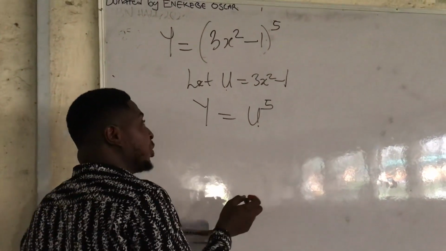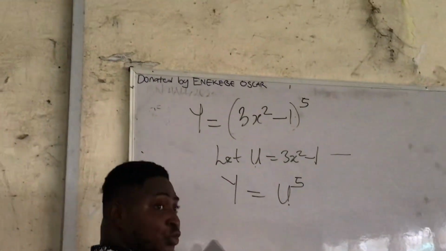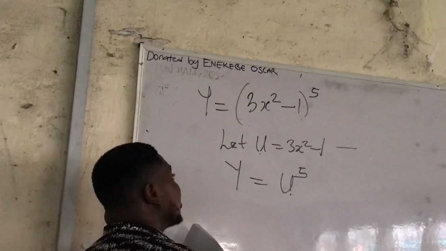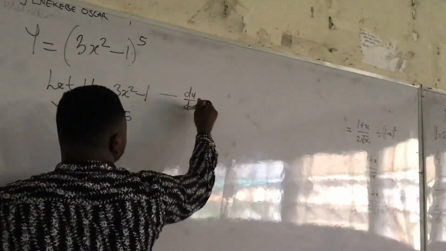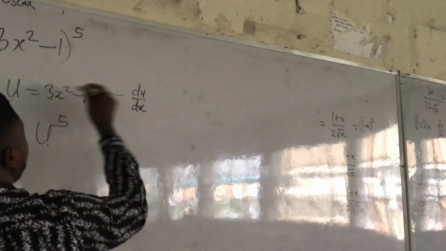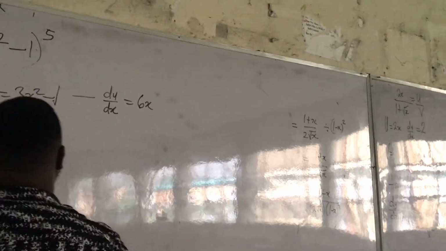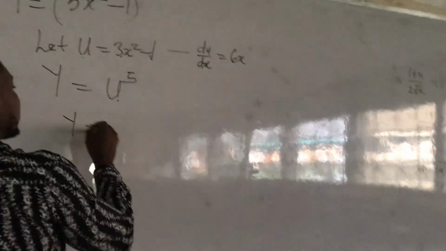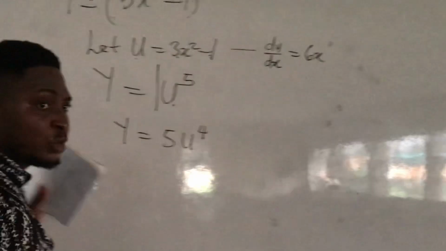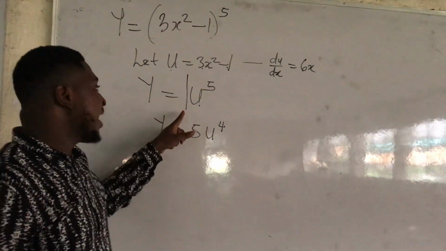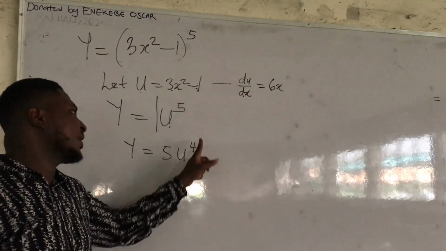So class, we now have two equations. First equation is u equals 3x squared minus 1. Second equation is y equals u raised to power 5. Class, differentiate: what do you have? du dx. Differentiate 3x squared, what do you have? 6x. Minus 1 is a constant, disappears, right? Differentiate u raised to power 5: dy du equals 5 u raised to power 4. Do you agree? Because u raised to power 5 means 1 times u raised to power 5. Multiply 1 times 5, 5. Bring down your u. Subtract 1 from the power. 5 minus 1, 4.